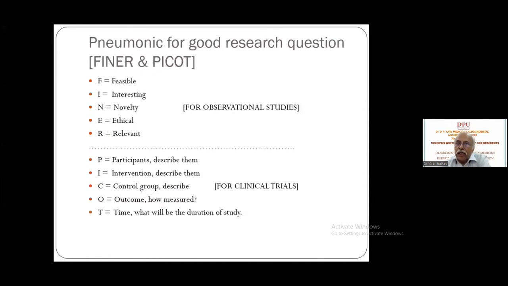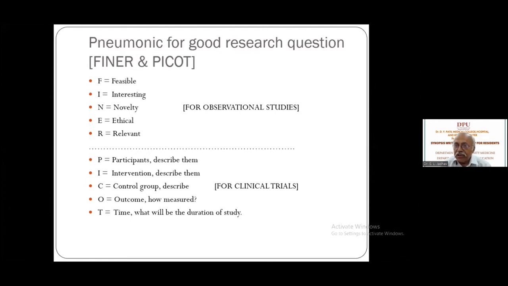So after you get the research question in your mind, you have to see whether it is practical or not, whether it would be feasible or not, whether you will be able to do it or not. For that, there is a mnemonic for all research questions, that is FINER. F is for feasible. You have thought of a research question, but you have to see whether you will get adequate patients, resources, adequate time, adequate money, and whether you will be able to implement it.